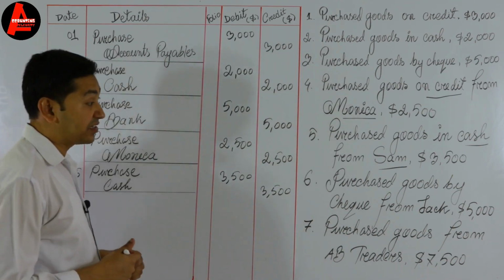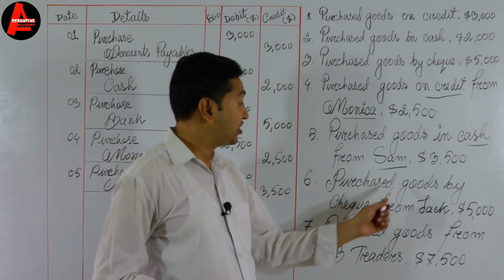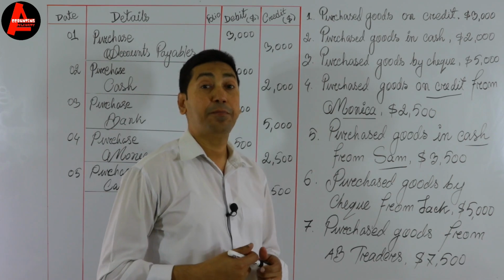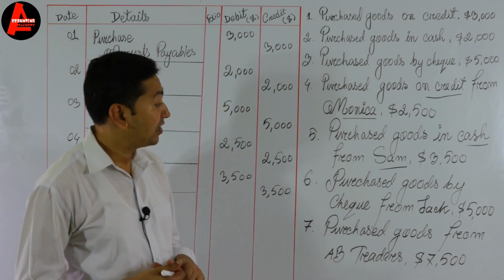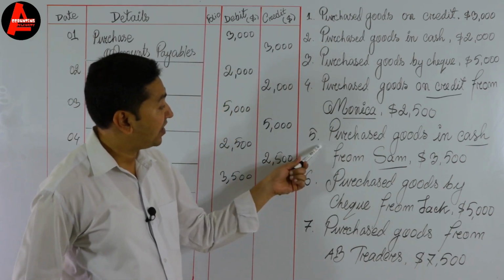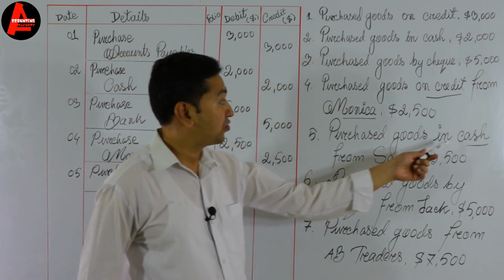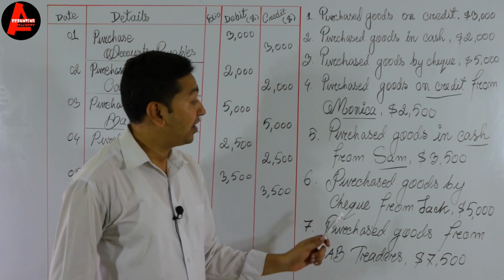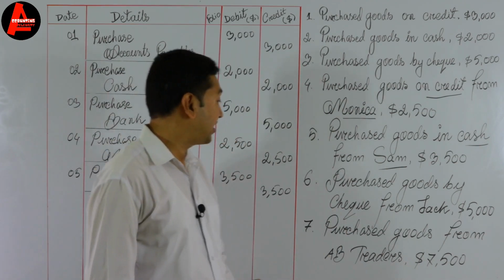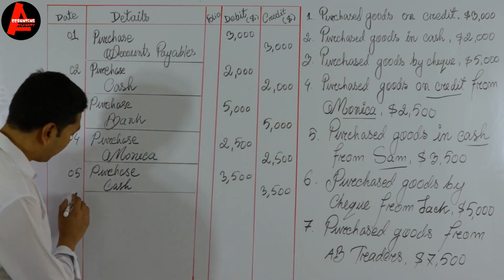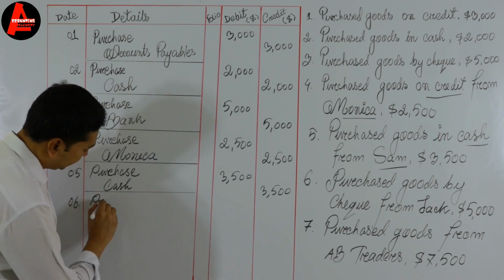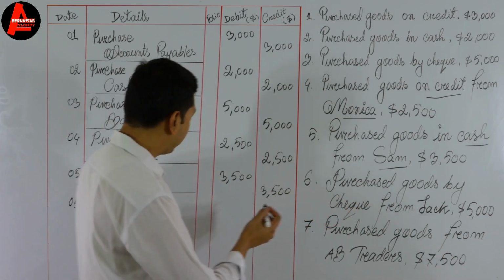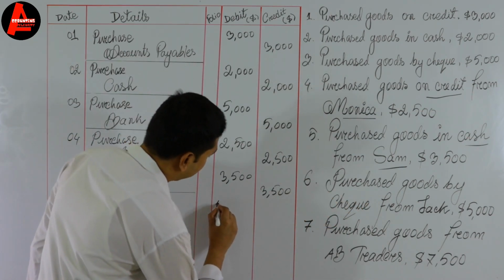So what is number 6 here? Purchased goods by check, $5,000. Okay, purchased goods by check. So here this and this similar. Here just we had cash, but here we have check. And other things are same. So first of all we will write here purchase. Okay, so the value is here $5,000 on the debit side.